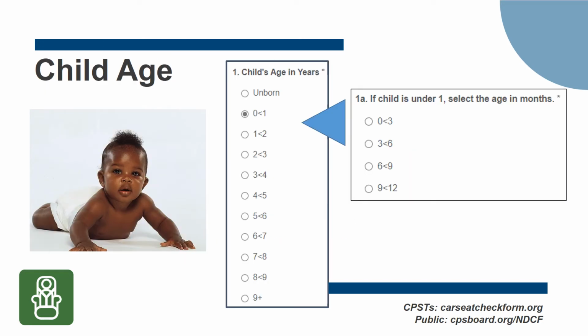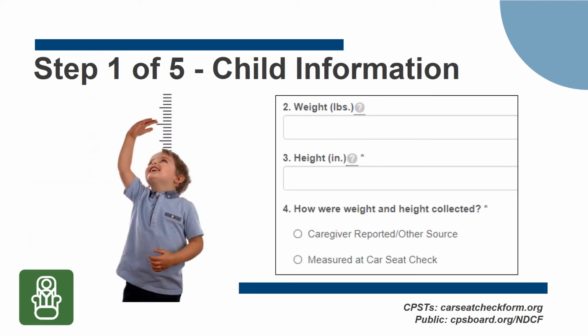First, you'll begin by collecting the child's age information. If the child is birth to 1 year old, it will prompt you to indicate how old the child is in months. Collect the child's weight in pounds and height in inches, and then you'll want to document how the weight and height were collected.